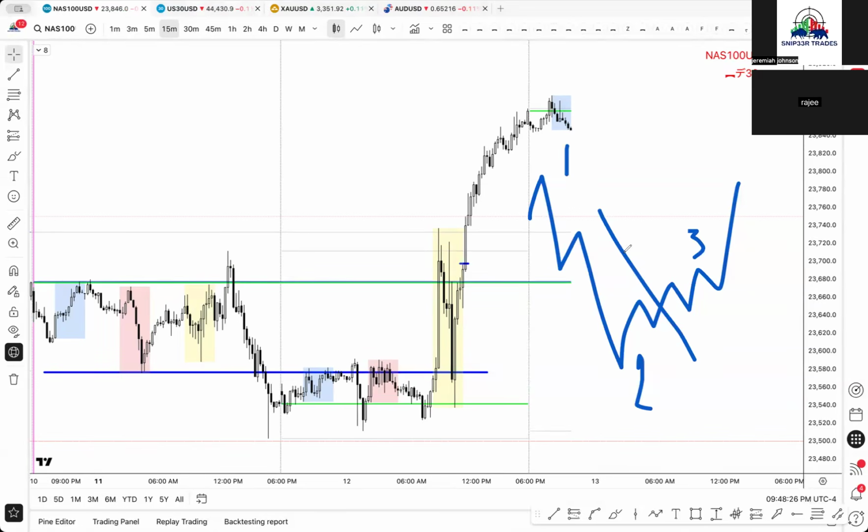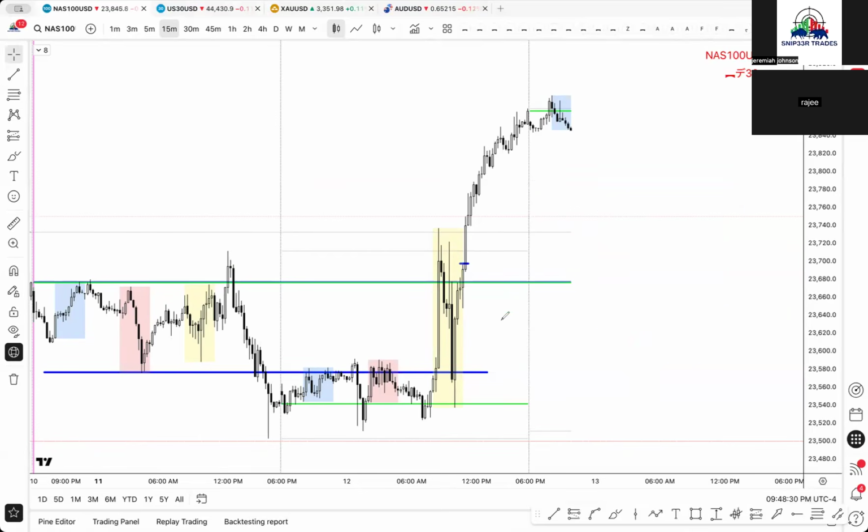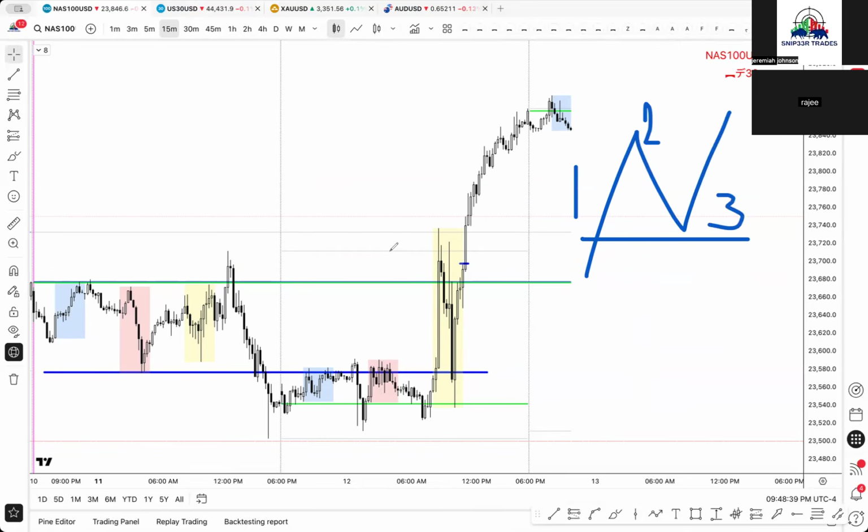1, 2, 3. You may even just get this. Breakout, 1, pullback, 2, continuation, 3. That might happen. I don't know. But no matter what, I will count to three, and that is all I allow myself to think. And if I'm not at a level, I will not take a trade.